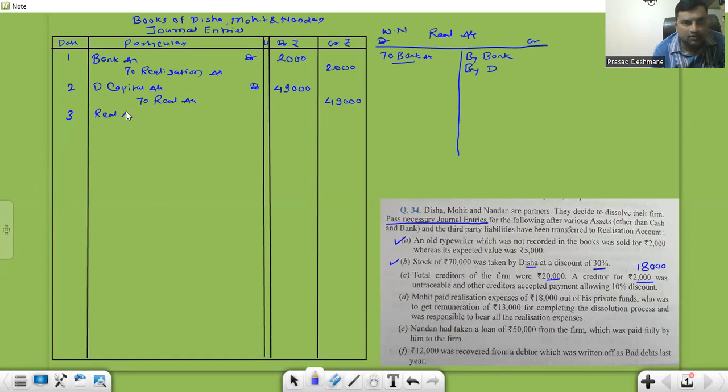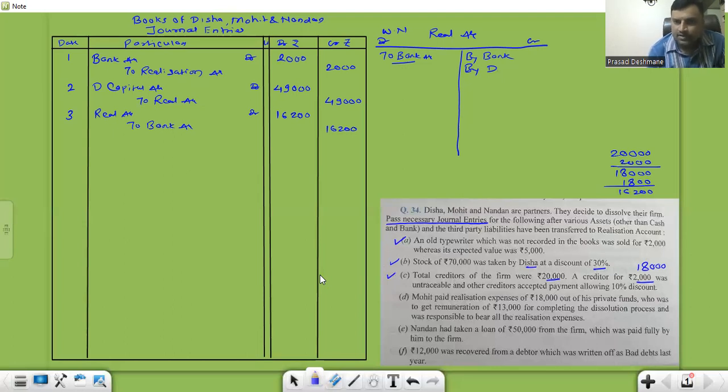Realization account debit to bank, 18,000 minus 10%, 16,200. I'll repeat one more time. 20,000 was the creditors balance. Out of that, 2,000 is not traceable. So 18,000 was left to pay, and they allowed us a 10% discount. That's why 16,200. Correct? This adjustment is done.